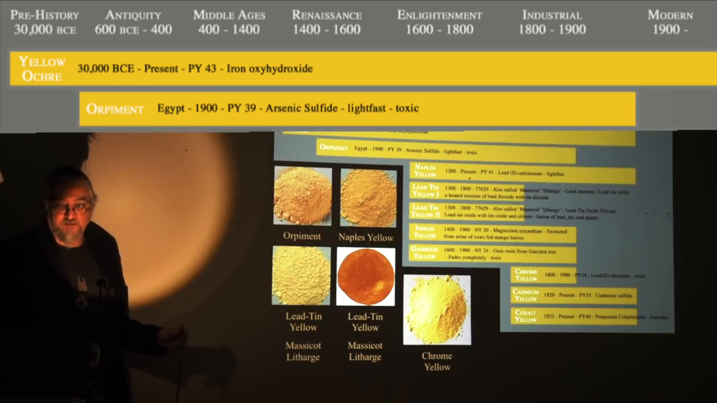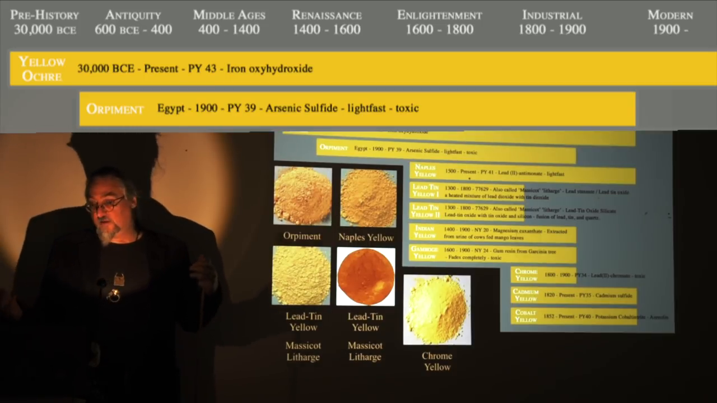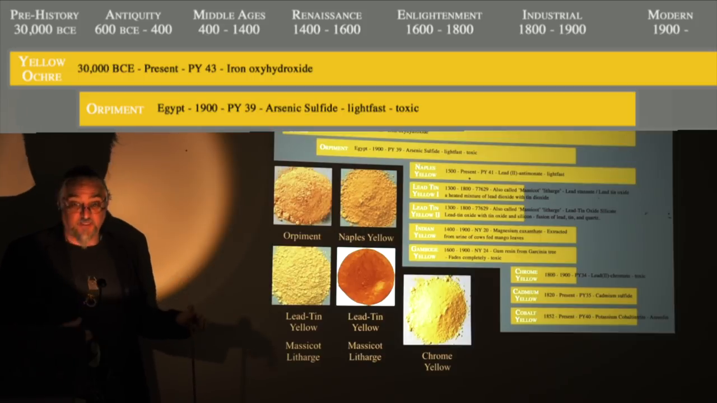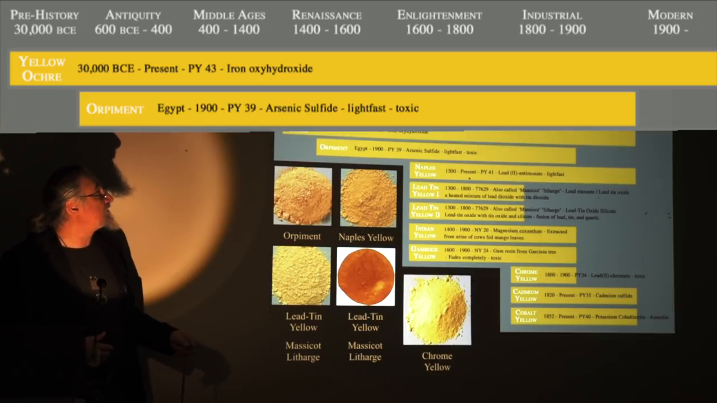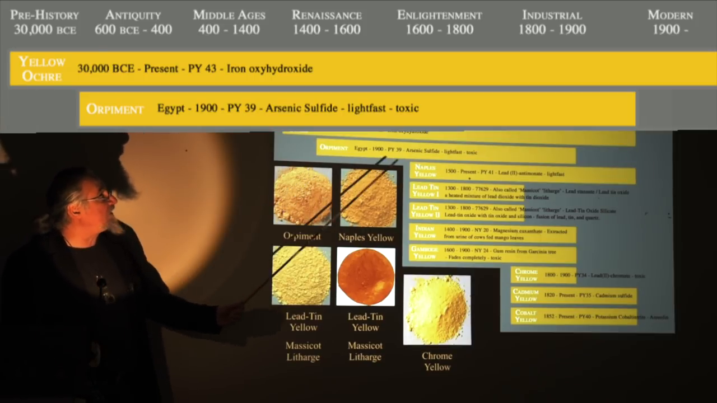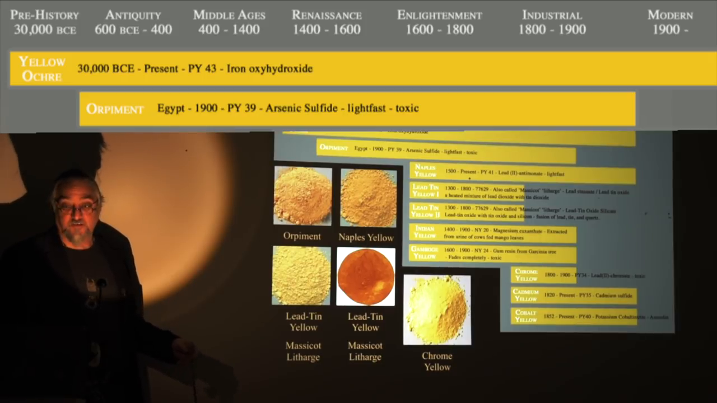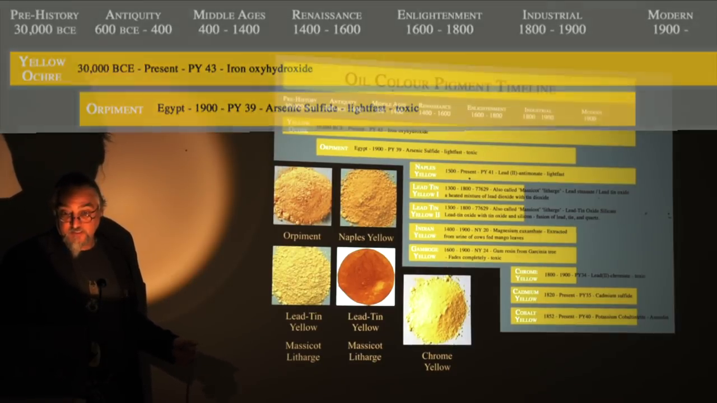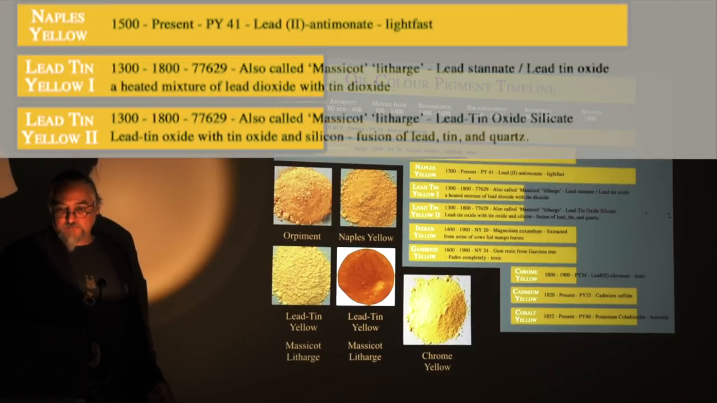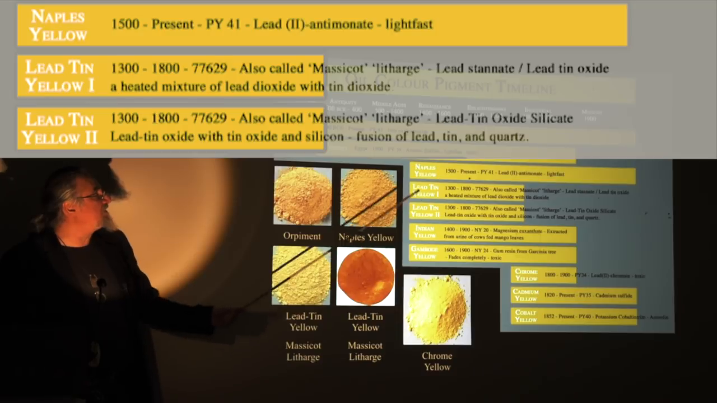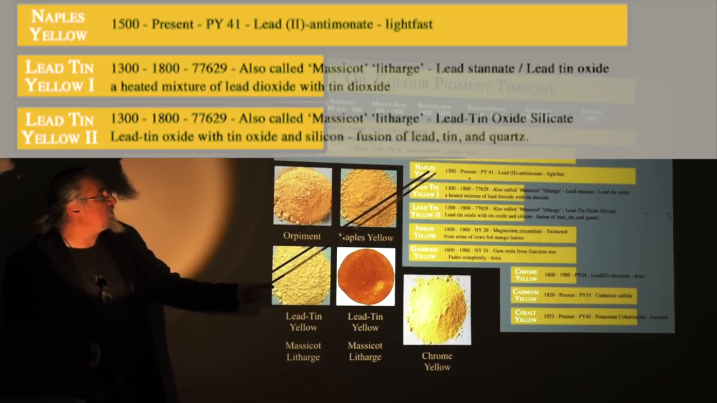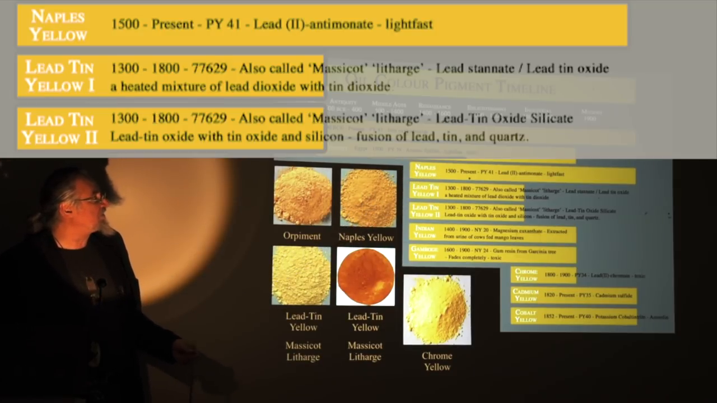And even though it was toxic, it was still used both in makeup and in other places from ancient Egypt all the way through history until about the Industrial Age. So it was an important color during the Renaissance, and every Renaissance artist had their orpiment. Naples yellow is basically made from lead, and here it's listed as being from 1500 to the present. It was used during the Renaissance.